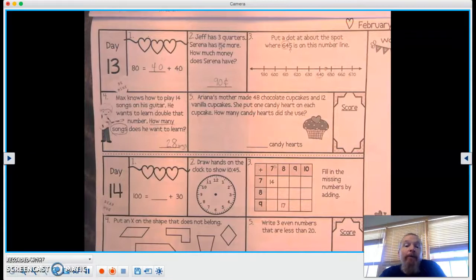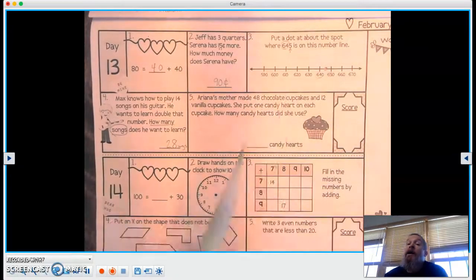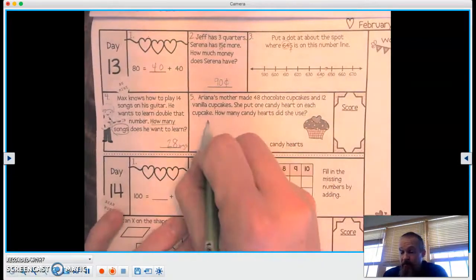Ariana's mother made 48 chocolate cupcakes and 12 vanilla cupcakes. She put 1 candy heart on each cupcake. How many candy hearts did she use? Okay, so it doesn't matter necessarily. We're not talking about just the chocolate ones or just the vanilla. We need to combine those, right? So we need to combine 48 plus 12.